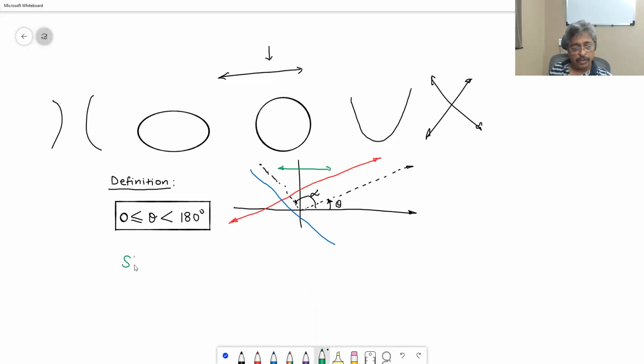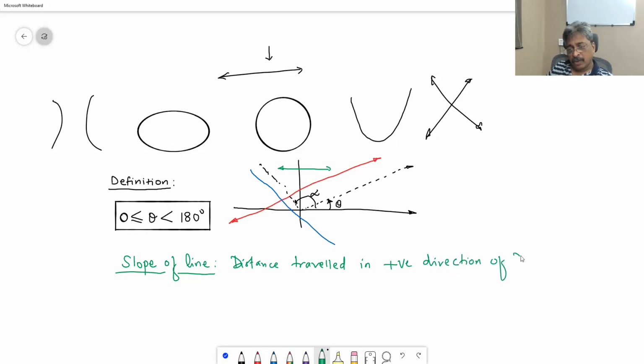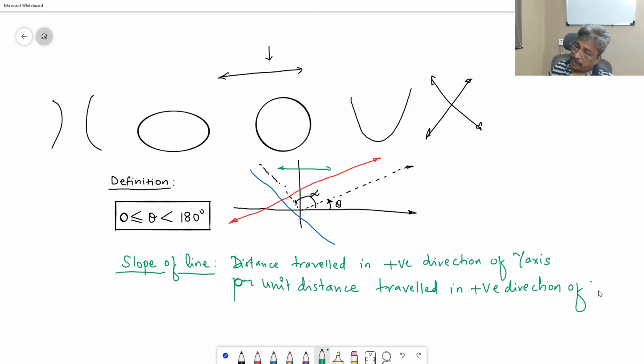Definition number 2. Slope of line. Slope of line is distance traveled in positive direction of y-axis per unit distance traveled in positive direction of x-axis is slope of line.